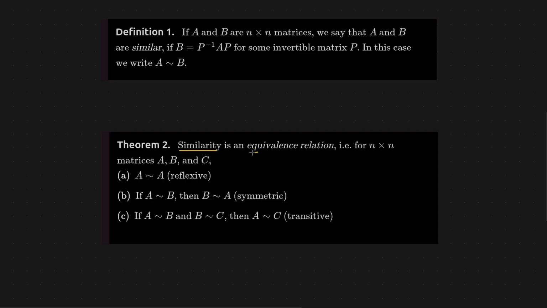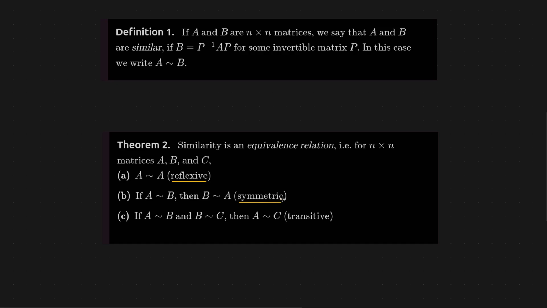Similarity is an equivalence relation. An equivalence relation, we haven't defined it before, but it is a relationship that is similar to equality. It has some features that are like equality, but it's not necessarily equality in the way we usually think of it. All right, but it has three properties. Reflexivity, that is, any matrix is similar with itself. Just like if I have a number, it is equal to itself, right?